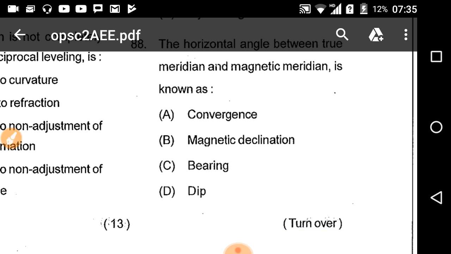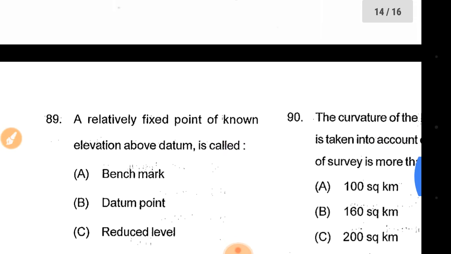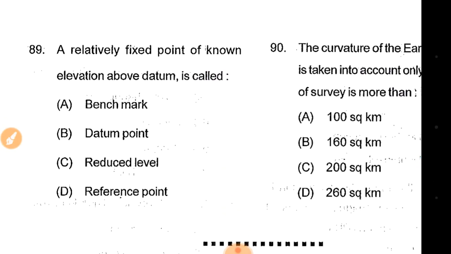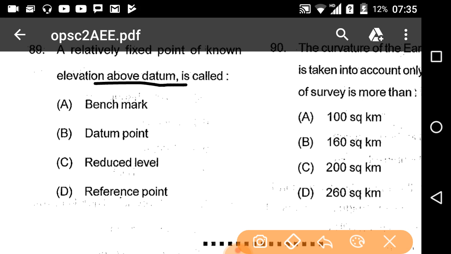Question number 89, a relatively fixed point of a known elevation above datum is called benchmark, that is option A will be the correct answer, okay.